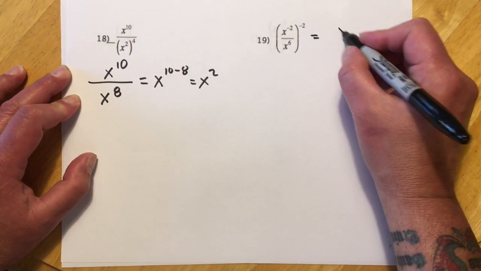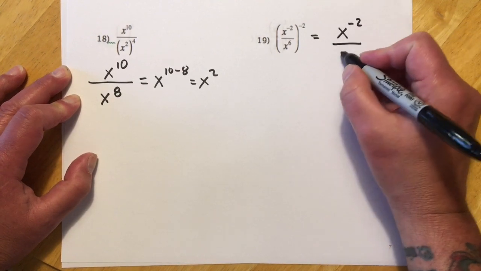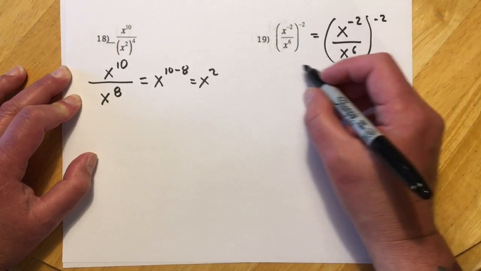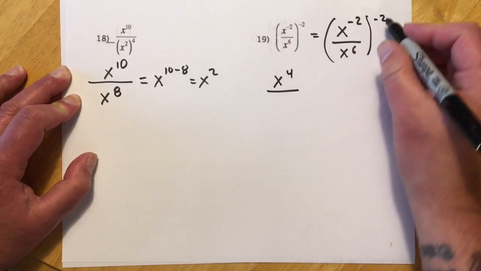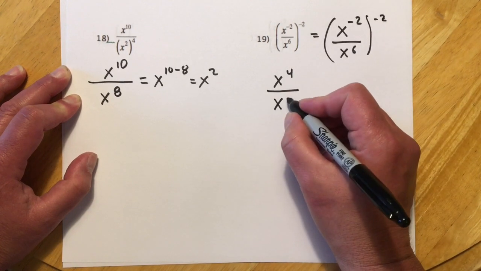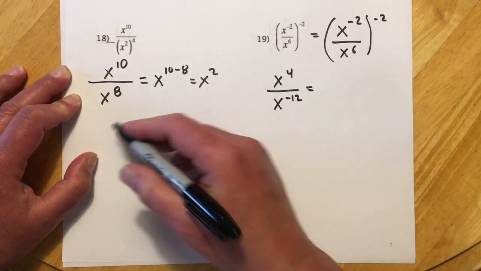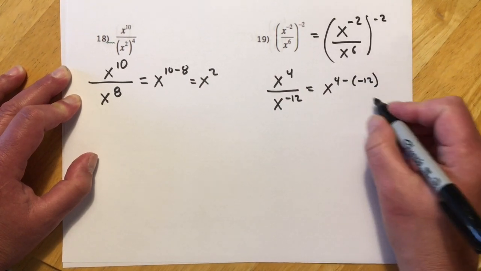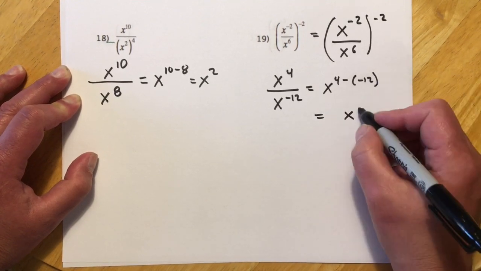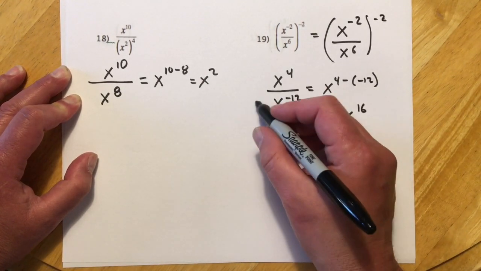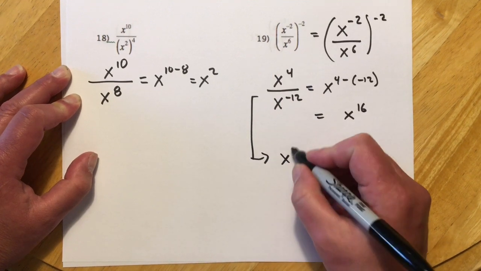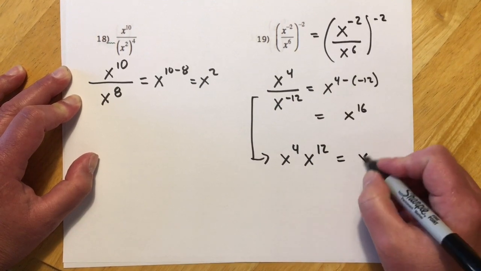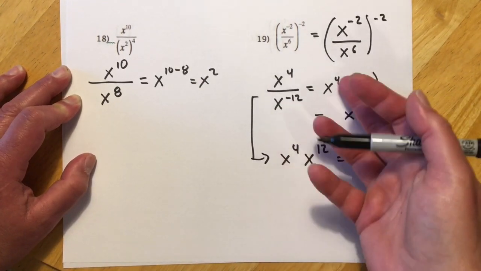This one, I'm just going to rewrite it so you can see the negative signs. So negative 2 times negative 2 will make x to the 4th, and then negative 2 times 6 is going to make x to the negative 12. And then if I do property 5 first, that would be x to the 4th minus a negative 12, and that would be x to the 16th. Or if I think of property 4 first, I'll just come down here with it. X to the 4th, this 12 should be up top, so it becomes x to the 12, or x to the 16th. So whichever works better for you.